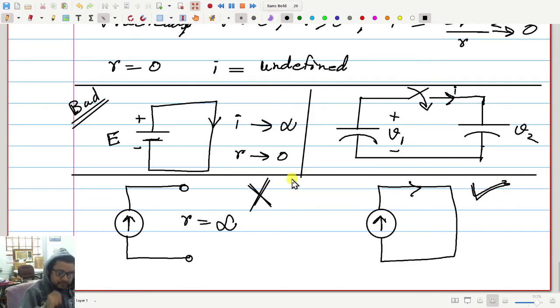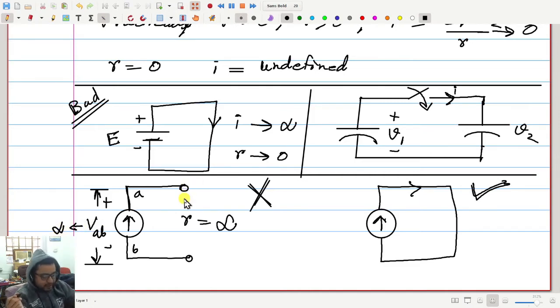Sir, what will happen if this current source is kept open? If this current source is kept open, that means the resistance here is infinity, so it will try to generate a very large, practically infinite, amount of voltage here. If I call the terminals A and B, this VAB will tend to infinity. Sir, will there be an electric breakdown? It will cause an electrostatic breakdown somewhere, and that's dangerous again.